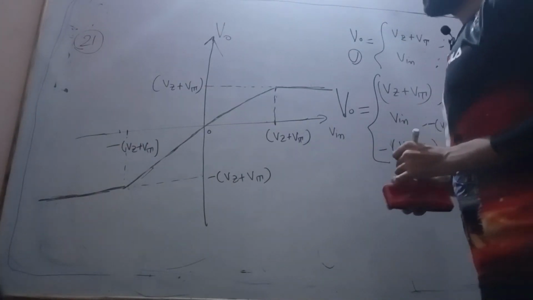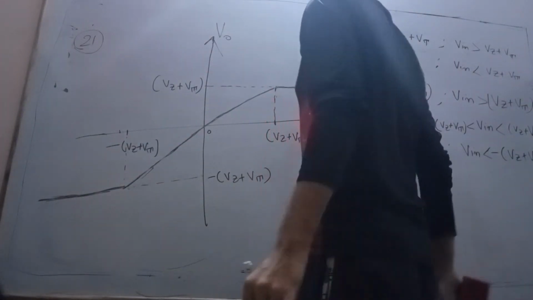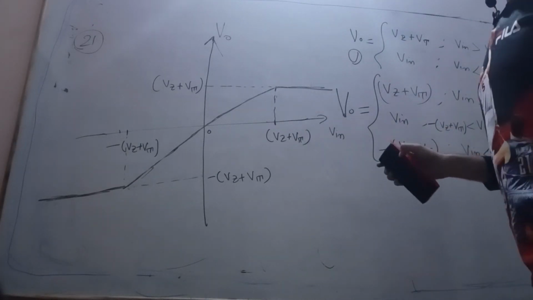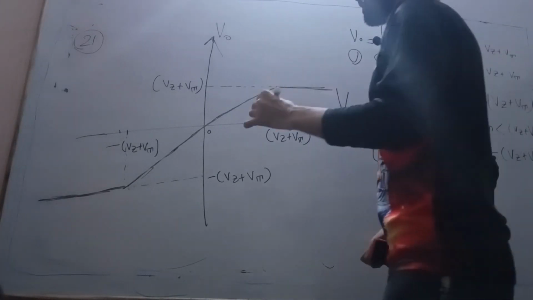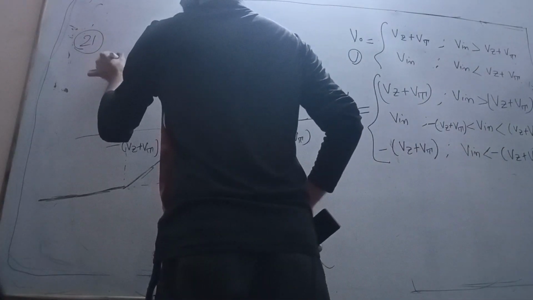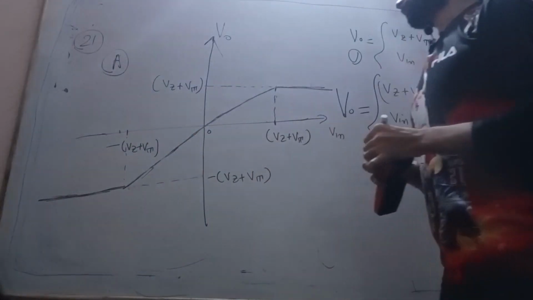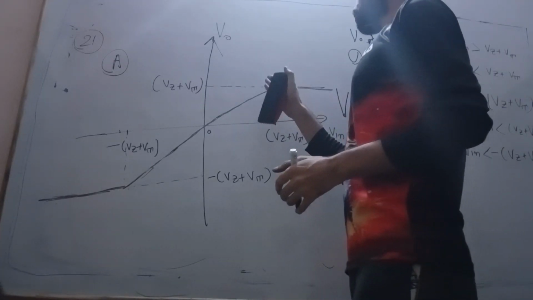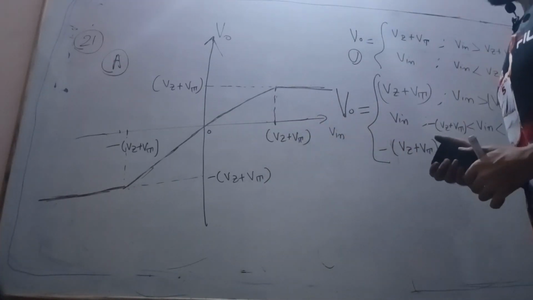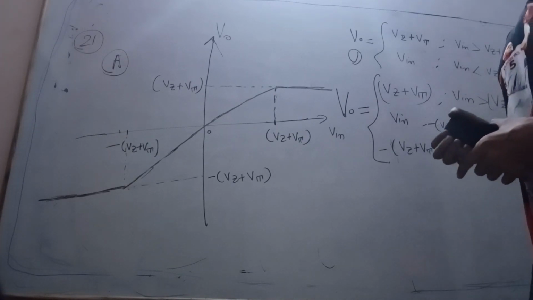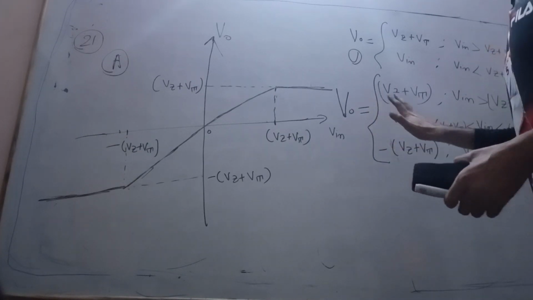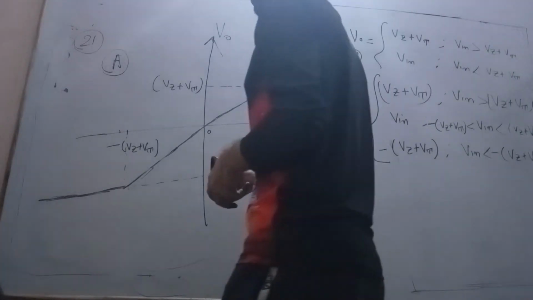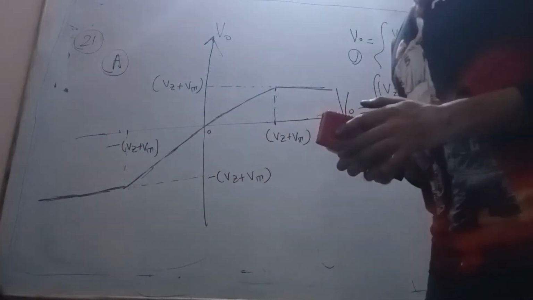So now we have reached the last answer. The answer for this is A. Yes, A, for question number 21: the output voltage and input voltage characteristic for the given series voltage regulator circuit. So this is everything we have done. Now we are going to the next question, which is 22.